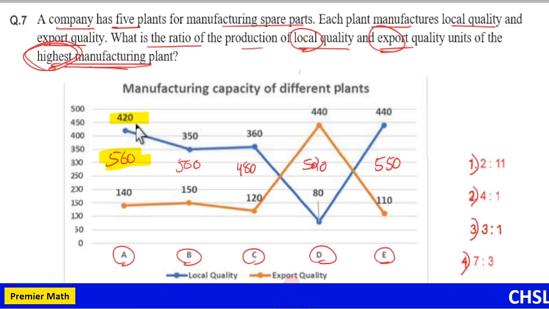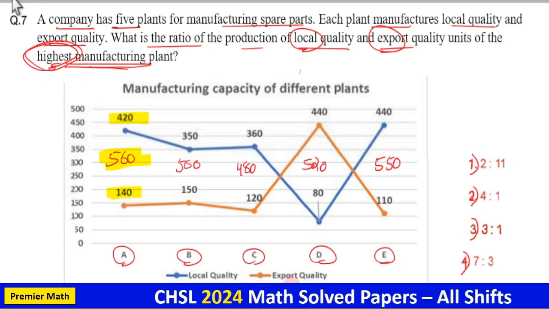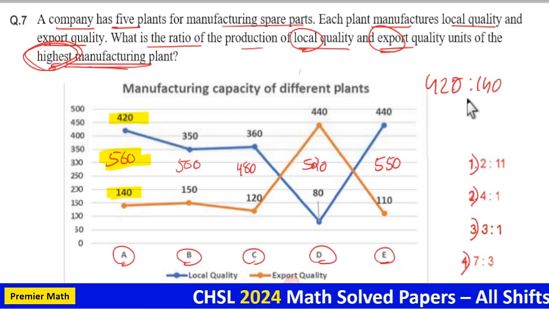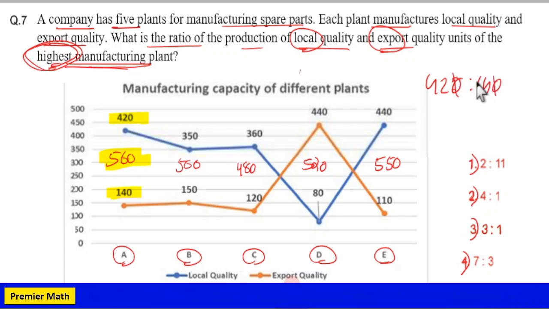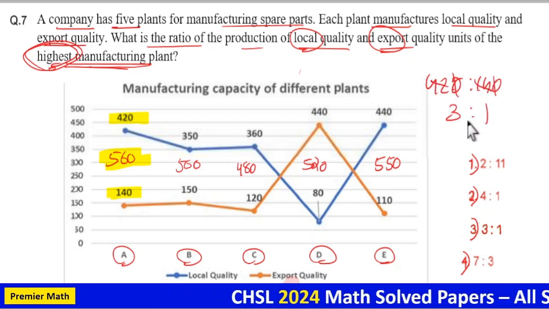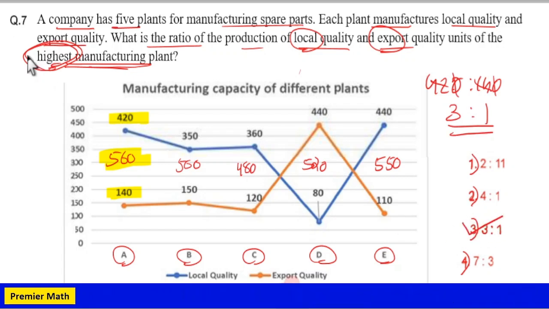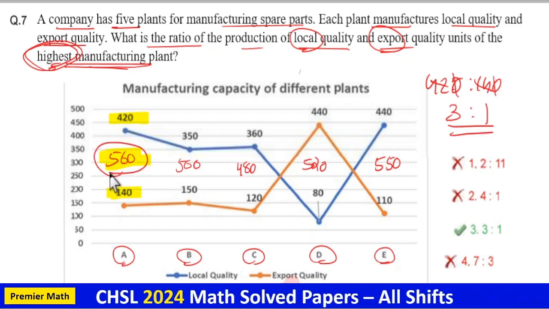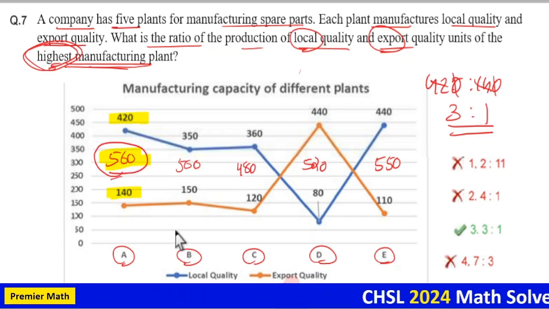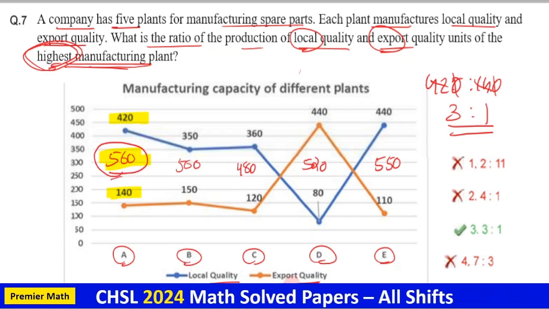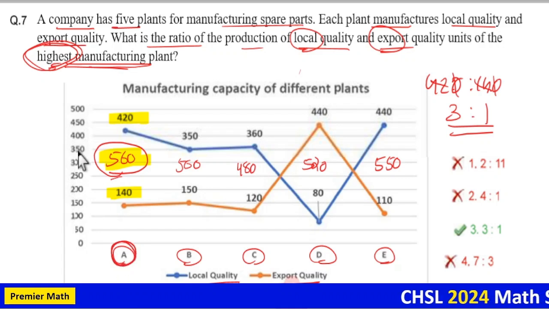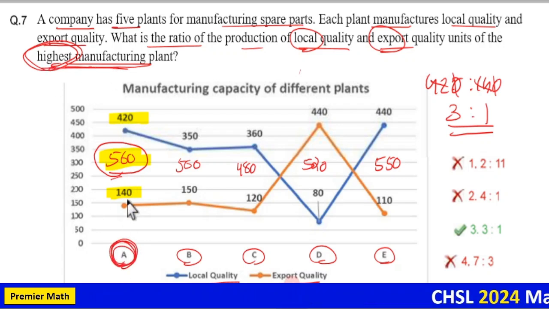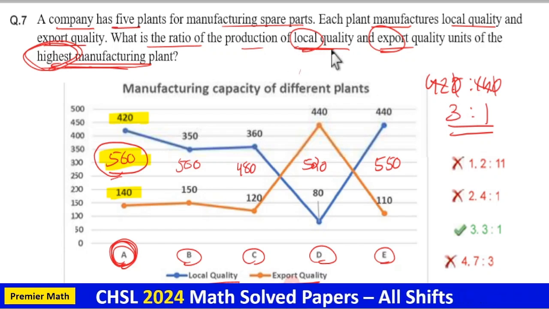So 420 is to 140 is the ratio. Ratio is 3 is to 1. Option 3 is your answer. That is, here highest production is 560, including local quality and export quality. That is for plant A. So highest manufacturing plant is plant A, which has 3 is to 1 production capacity of local quality and export quality.